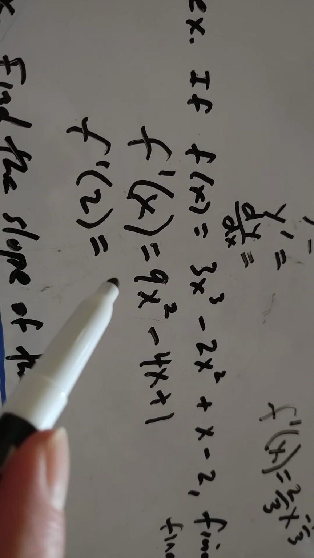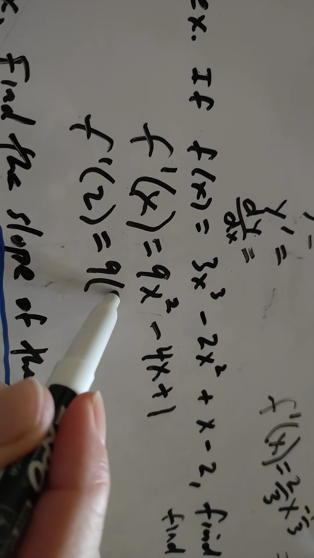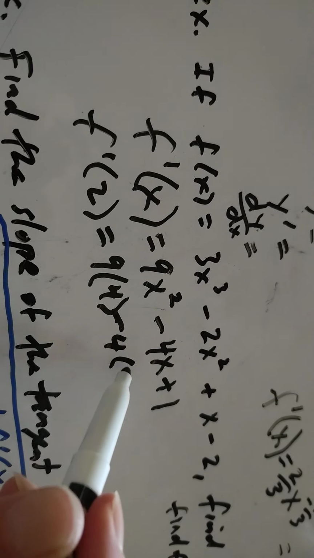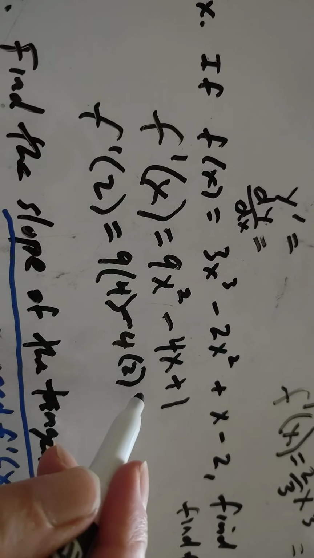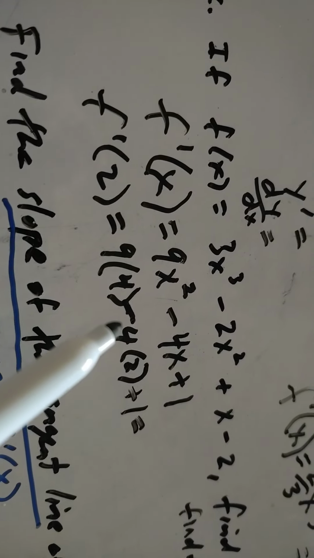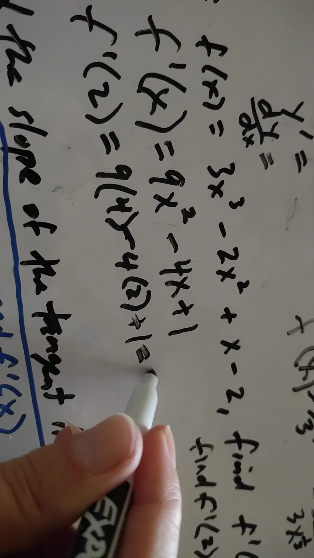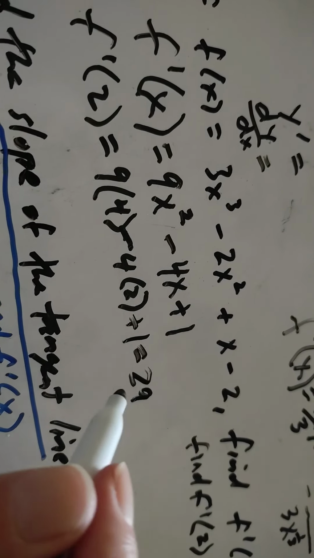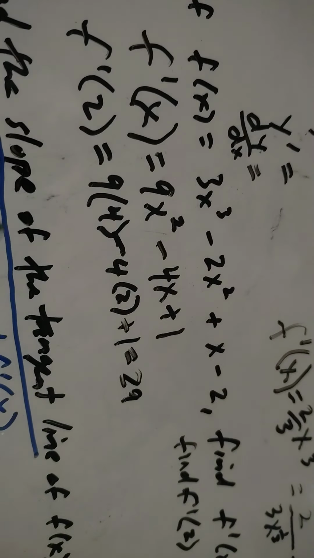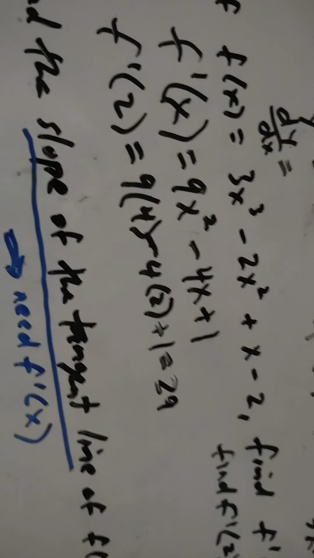So f prime of 2 is going to be, wherever I see x's, I write 2's. So what is 2 squared? It's just 4. Minus 4 times the 2 plus 1. And that's going to equal what? 9 times 4 is 36. 36 minus 8 is 28. 28 plus 1 is 29. So that's a pretty steep slope. And it's because this is a cubic function, which rises quickly. So when x is 2, the slope of that tangent line will be 29. The rise over the run is slope.